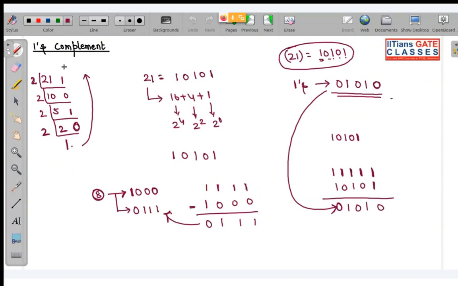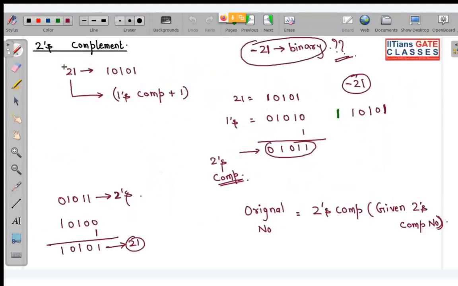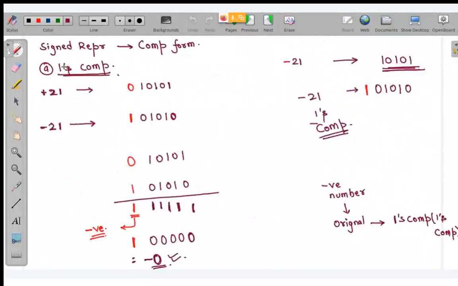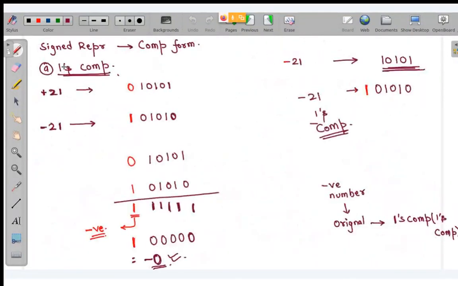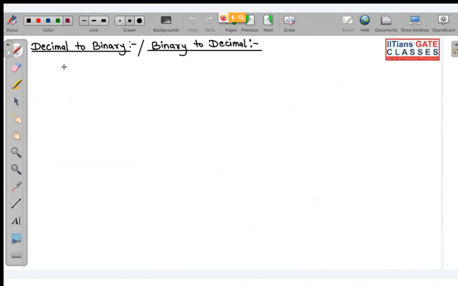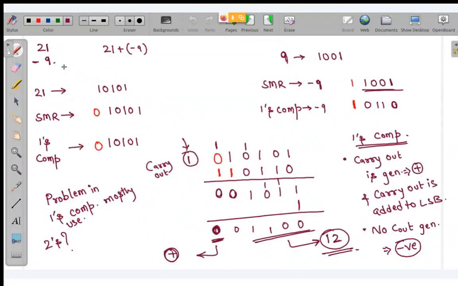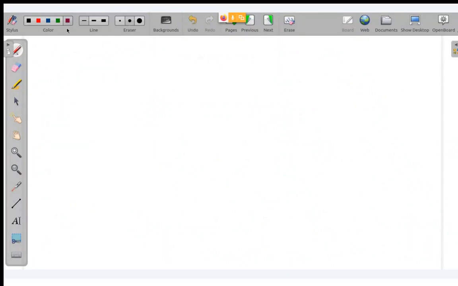So look very carefully. Where was I discussing one's complement, addition, subtraction? So this was one's complement. This is what happens if you jump into the class after a very long time. So okay, let it be. I will explain it from here.